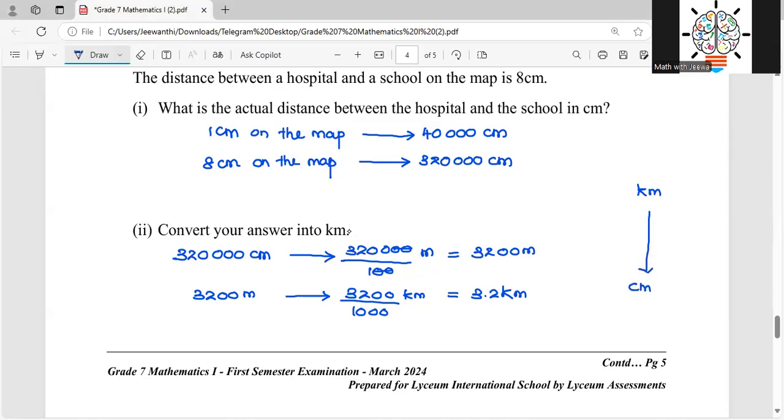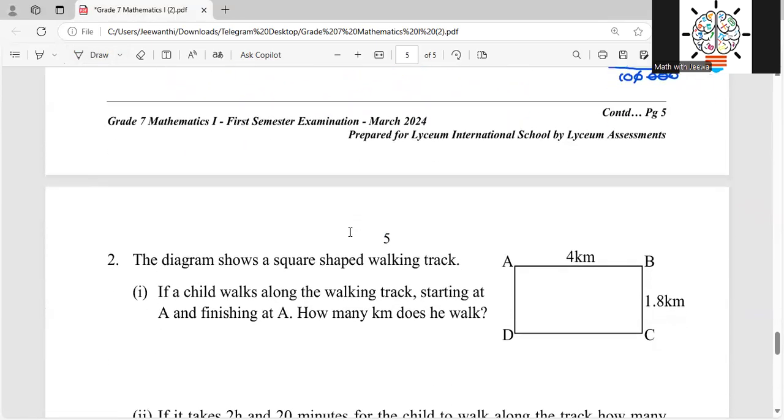Or else, simply what you can do: kilometers into centimeters is multiplying by 100,000. When you convert centimeters into kilometers, you want to divide. Straight away, you can divide 320,000 centimeters by 100,000. So then zeros cancel, and it gives me 3.2 kilometers. If you want to convert centimeters into kilometers, you divide by 100,000. If you want to convert kilometers into centimeters, you multiply by 100,000, right? So then we will move to the next one.